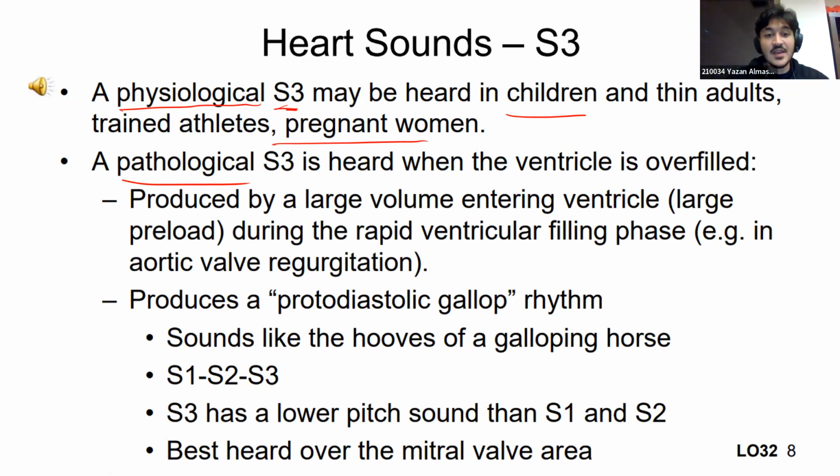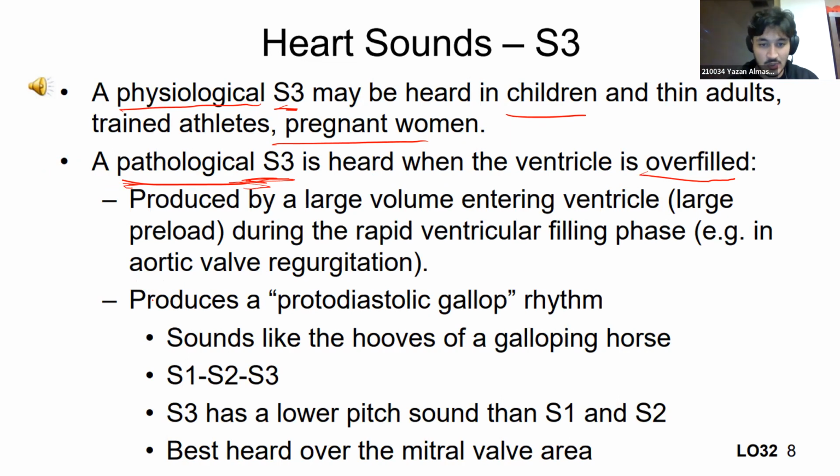When do we hear the abnormal sound S3 or the pathologic S3? When we have overfilling of the ventricle. When we have too much blood entering into the ventricles, you're going to hear the sound of the filling, and this is abnormal. So what this whole slide is trying to say is that S3 can either be normal, which happens in pregnant ladies, children, trained athletes or thin people, or it could be abnormal when we have overfilling of the ventricle.